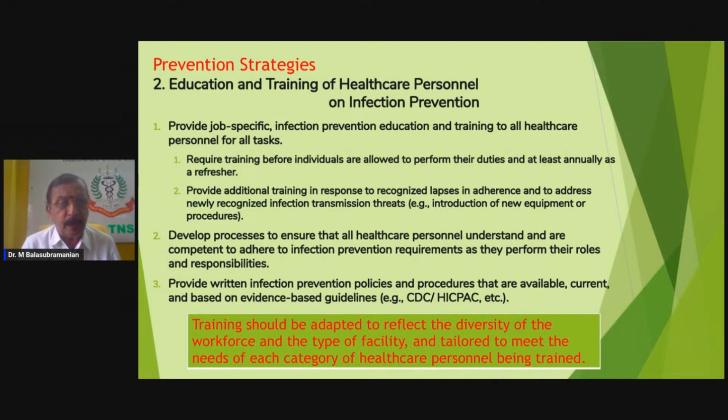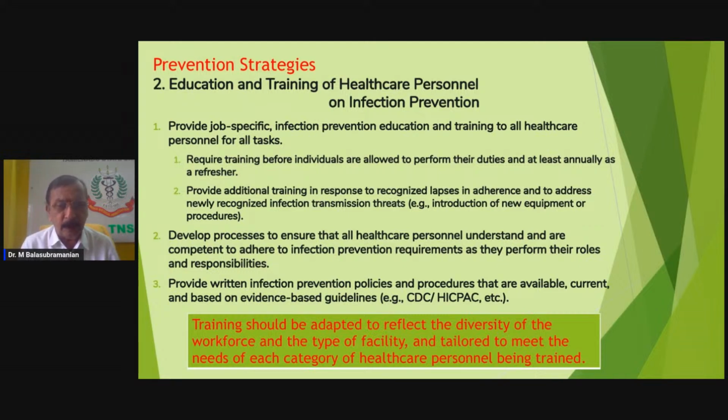Second step is education and training of healthcare personnel on infection control. They might have been trained on patient care, administering the injections, monitoring the vitals, and other things. We have to educate and train all healthcare personnel on infection prevention. Provide job specific infection prevention education and training to all healthcare personnel for all tasks. Require training before individuals are allowed to perform their duties and at least annually assessed. So we should have an induction training as well as a refresher every year.